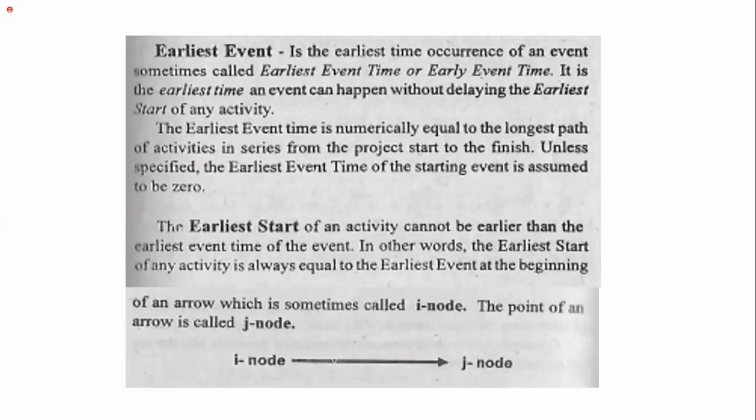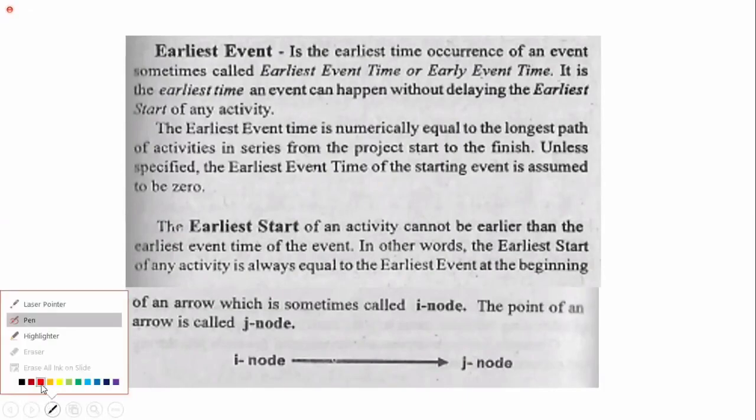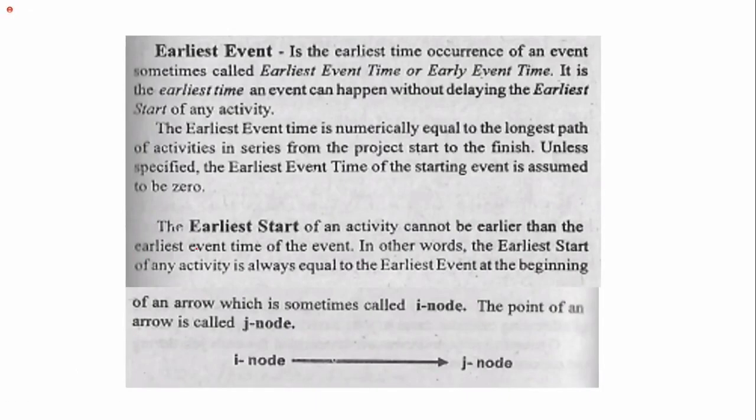So we have here the I node and the J node. The I node is the start, and the J node is the finish. Let's say we draw the activities. This is event 1, event 2. So the events are in the nodes, and the arrow represents the activity. Let's say this is activity A. We can also call it activity 1, 2.